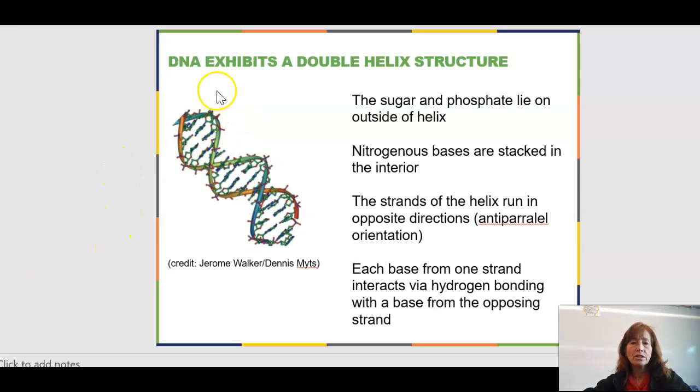So let's start, we'll look at DNA. We know it's a double helix, and what we find is that the sugar and phosphate part of that monomer form this backbone, the part that the actual nitrogen bases are attached to, and then the nitrogen bases are in the interior.